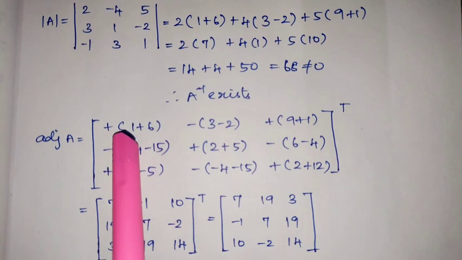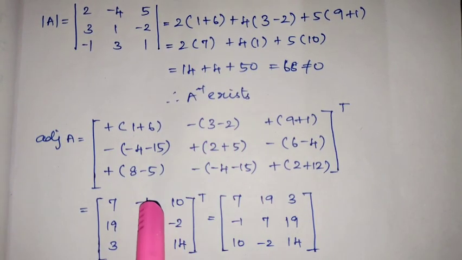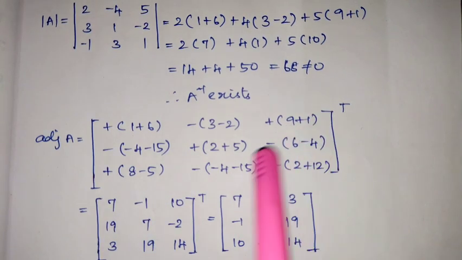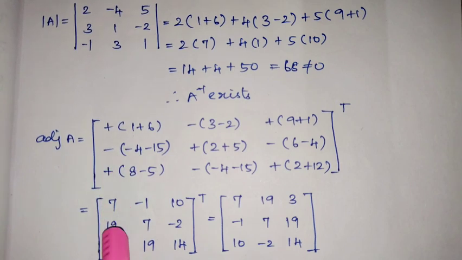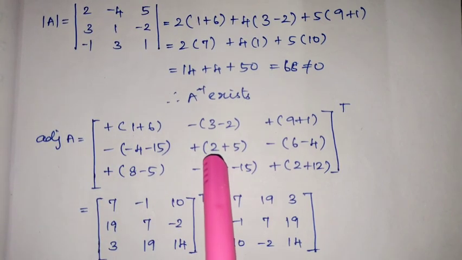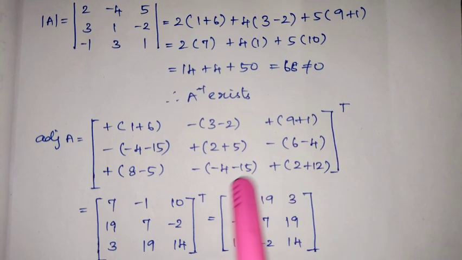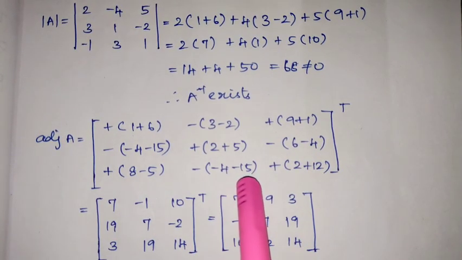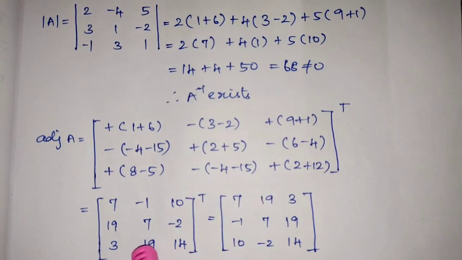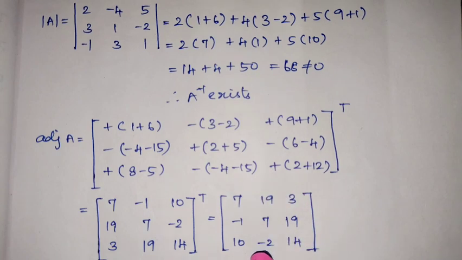Right, so 1 plus 6, 7, 3 minus 2 is 1, minus, so minus 1, 9 plus 1 is 10, so 10, minus 4 minus 15 is minus 19, there is a minus, so plus 19, 2 plus 5 is 7. 6 minus 4 is 2 minus, so minus 2. 8 minus 5 is 3. Minus 4 minus 15 is minus 19. So minus 4 plus 19. 2 plus 12 is 14. And the transpose. Now you can write the transpose of this element.